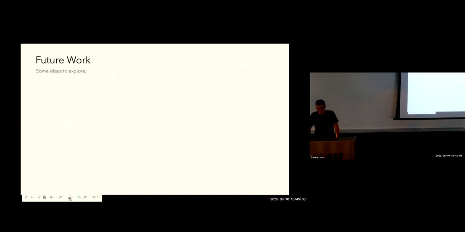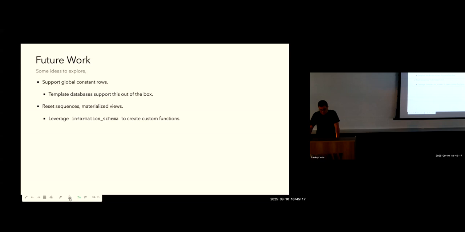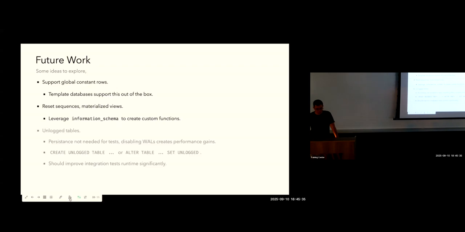So there are still some things to explore. One of them is how can we support global constant rows? Template databases support this out of the box. If you are using a template, as I have shown, it's okay. As I have shown, you can just keep the rows in the tables. And you might need to reset sequences or materialized views. We haven't done this because we don't need it, but you can leverage the information schema again, and create similar functions to be executed in between each run.